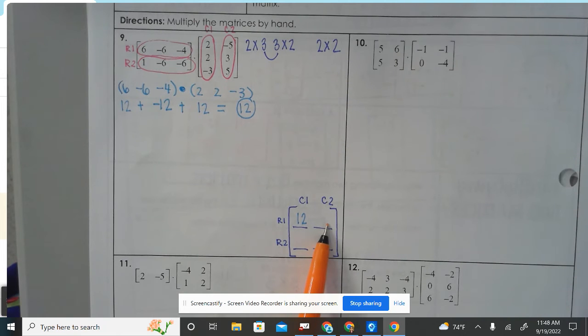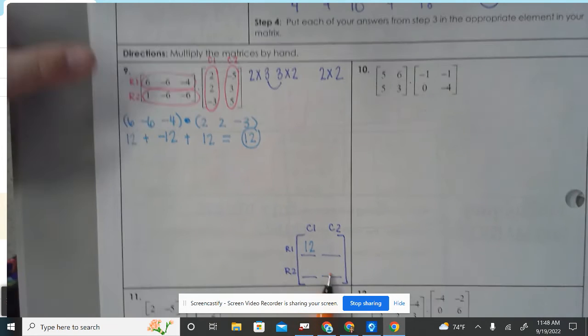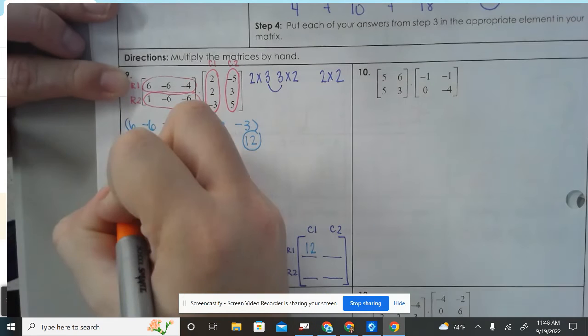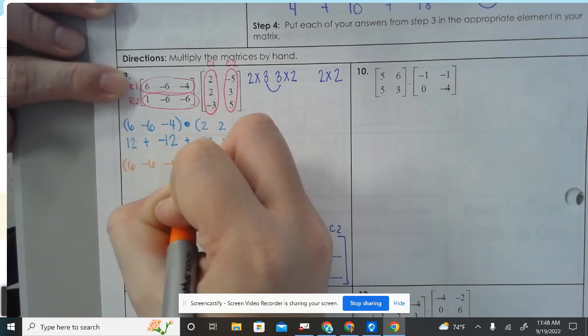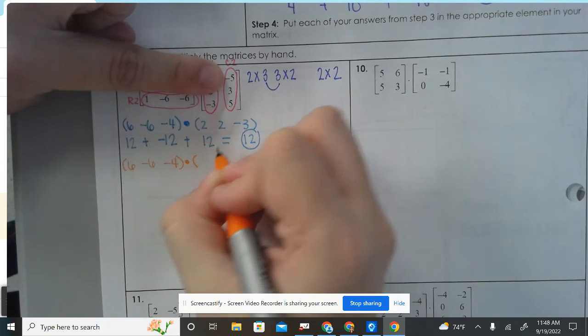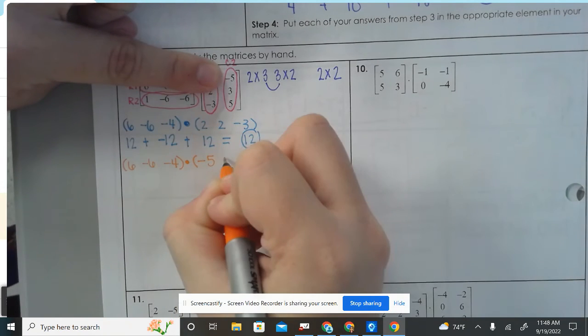Let's look at this one. What row is this one in? 1. What column? 2. So I'm going to still use row 1. Then I'm going to do the dot product with column 2, sorry.